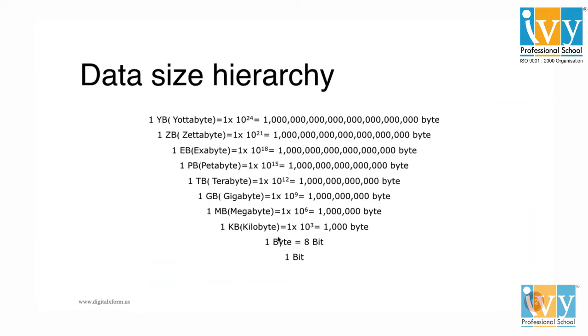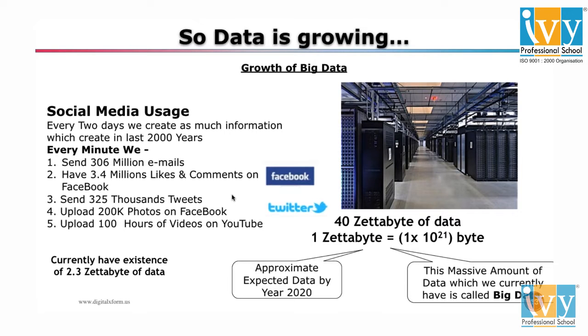So data is growing. You see, from bits, bytes, kilobytes, gigabytes, terabytes. The range from terabytes to yottabytes you can consider as big data. Gigabytes won't be called big data. Data is growing because of social media usage. There is a prediction that by 2020 there will be approximately 40 zettabytes of data generated. Huge amounts of data are generated because every minute you are using emails, likes, comments on Facebook, tweets. You're uploading photographs on Facebook, and uploading videos on YouTube, like that.